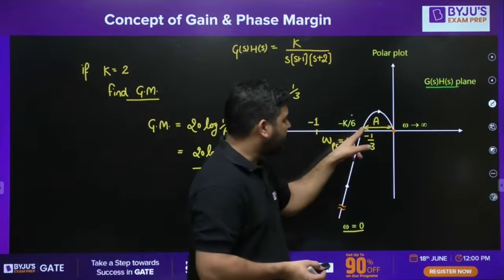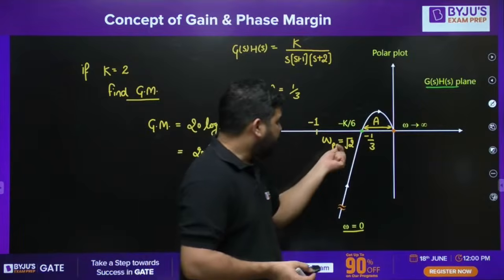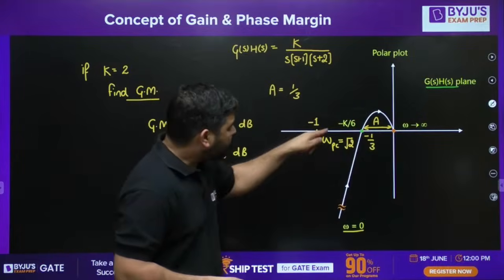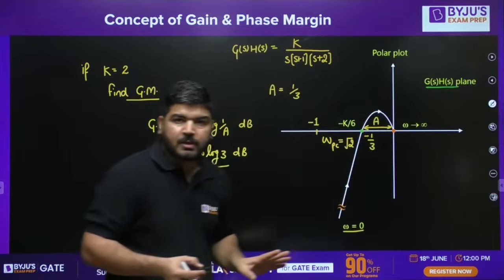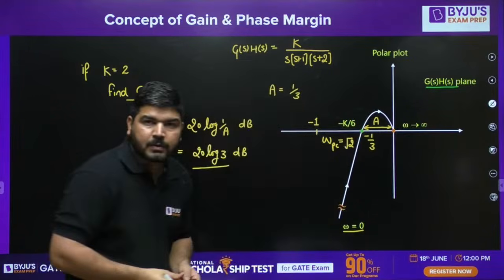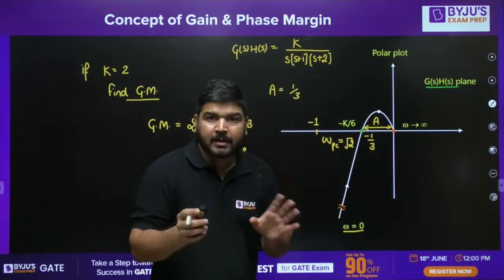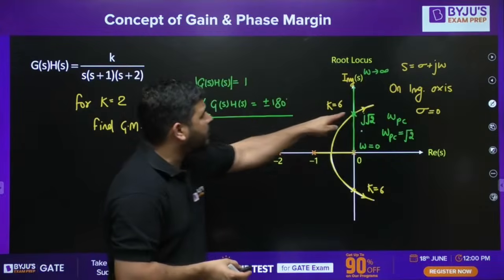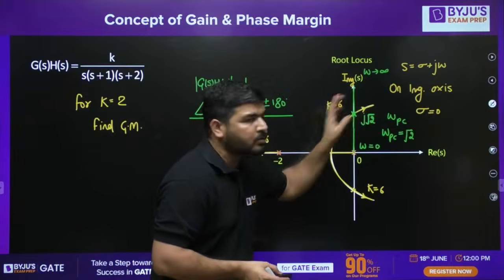So you can see that at this point, the frequency is root 2. If you are varying the value of k, this frequency will not change. Why? Because this frequency does not depend on k value. If you are varying the k value, then this frequency will not change. This will remain at j root 2.